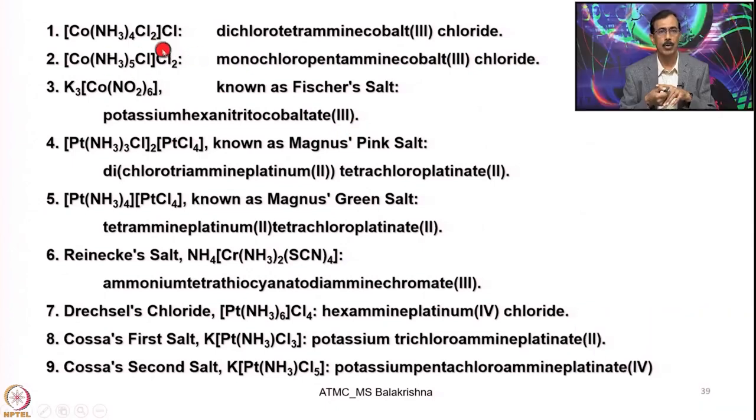Some examples I have shown here to make you familiar with naming. Here you can see dichlorotetraammine cobalt(III) chloride. Here, monochloro, or simply chloro, is fine. When we write chloro, it obviously indicates that there is only one chloride, so there is no need to put mono: chloropentaammine cobalt(III) chloride. And here is Fischer's salt, potassium hexanitrocobaltate(III). Nitrito means you should know the donor atom that is binding to the metal center.